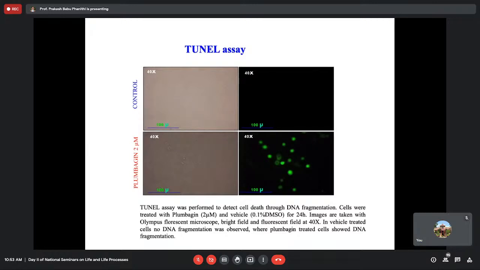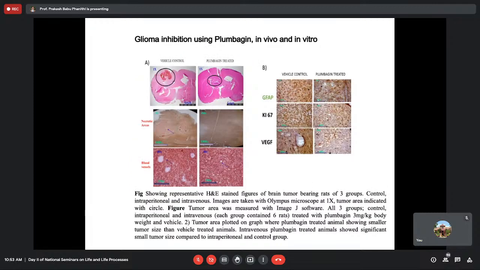Thank you. So the TUNEL-positive cells also increased with Plumbagin, indicating that this is pushing the cells into apoptotic cell death. When we studied Plumbagin in the rat model, we showed that Ki67 and VEGF were reduced. So that indicates that this is also able to control the tumors.